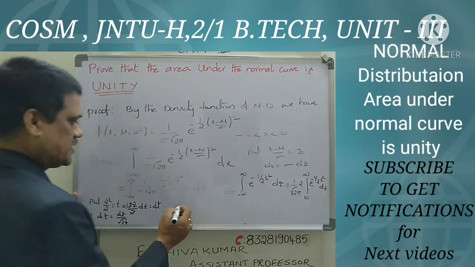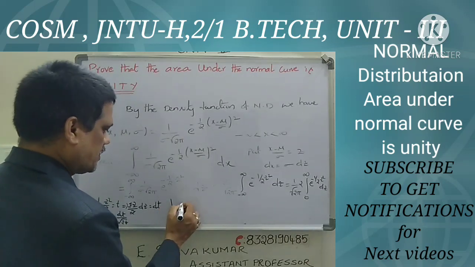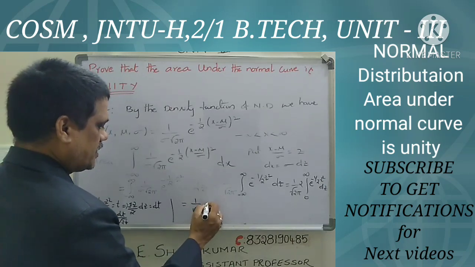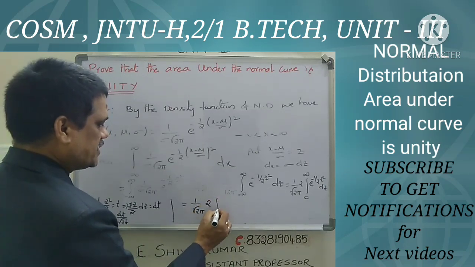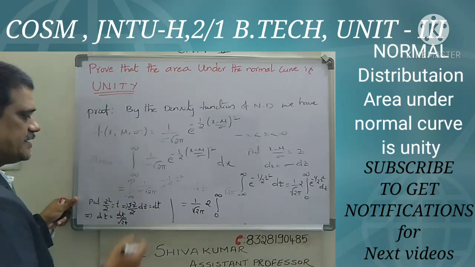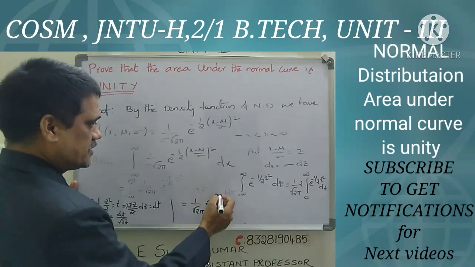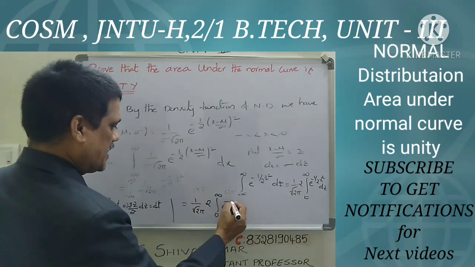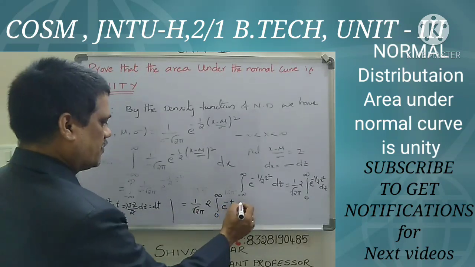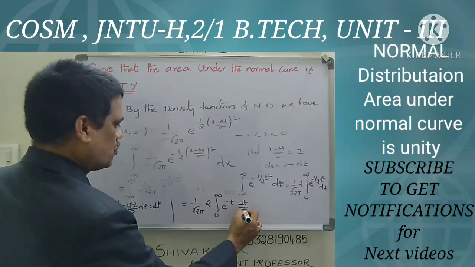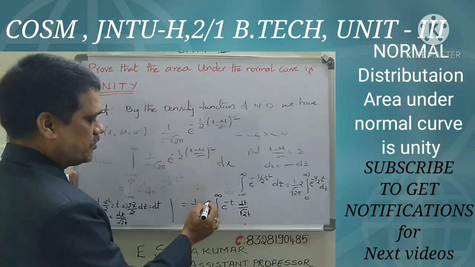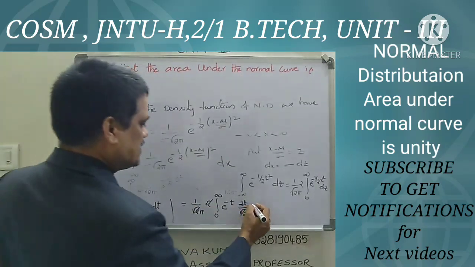Now I can directly write that it is equal to 1 by root over 2 pi into 2. There is no change in the limits. If z is 0, t is also 0; if z is infinity, t is infinity. 2 times the integral 0 to infinity of e power minus t. In place of dz, you have to write dt divided by root over 2t. So here root 2 is there, here root 2 is there, and 2 is there, so we can cancel these terms.